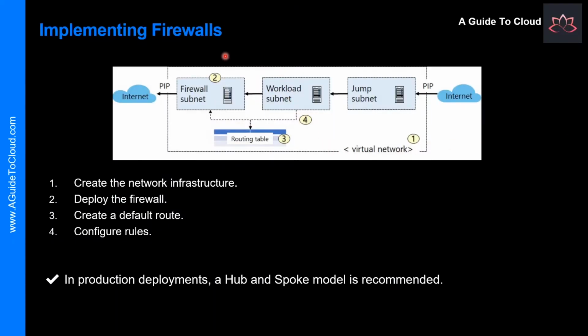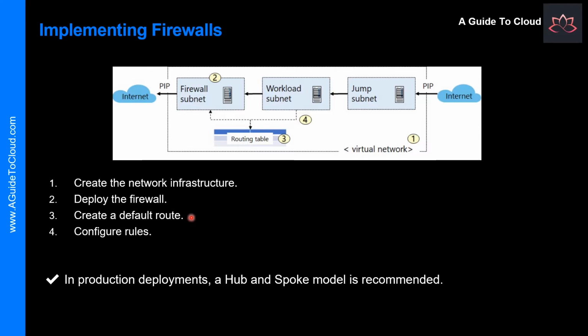Let's learn about implementing Azure Firewall. First, let's consider a simple example where we want to use Azure Firewall to protect our workload server by controlling the network traffic. The first step is to create the network infrastructure. In this case, we have one virtual network with 3 subnets. The second step is to deploy the firewall. The firewall is associated with the virtual network. In this case, it is a separate subnet with a public and private IP address. The private IP address will be used in a new routing table.